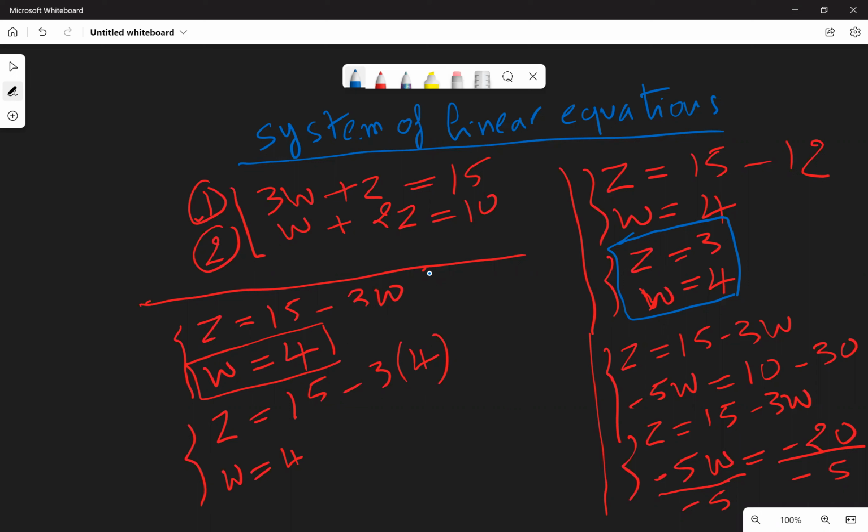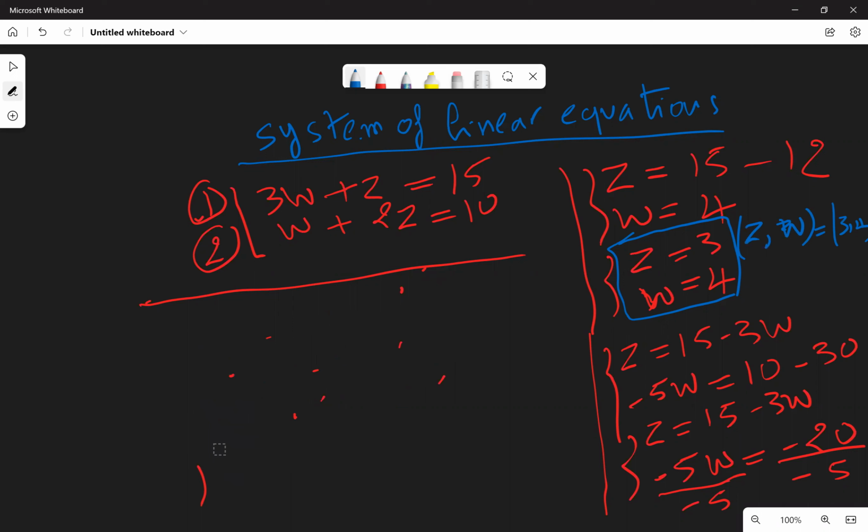So the pair (Z, W), which is (3, 4), is the solution to the system of linear equations. And if we want to make sure that this is correct, the only thing we're going to do is go back to the original system of linear equations and substitute 3 for Z and 4 for W in both equations, and see if this pair satisfies them. So let's do that just for this example.